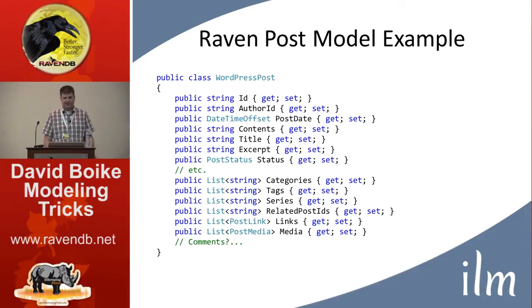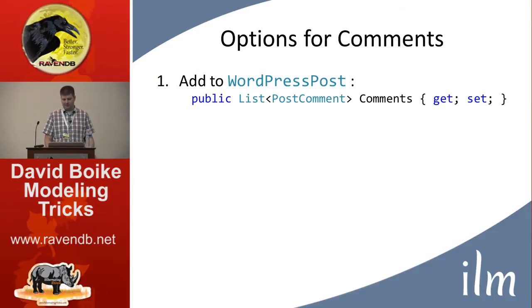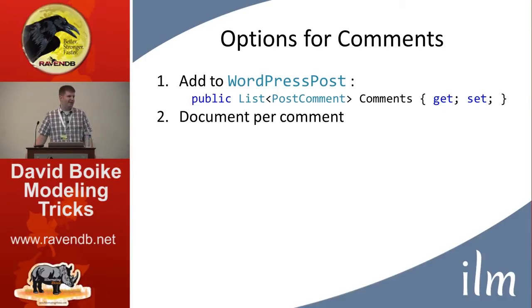But then comments, that gets to be interesting. Options for comments: we could just add them to the WordPress post and have a giant list of comments. That would work great for my blog. One, maybe two comments ever on a post. Read my blog, comment. Or we could have a document per comment. That's kind of the other extreme.